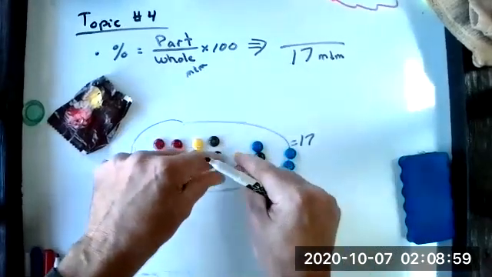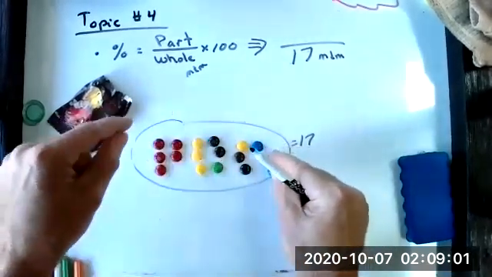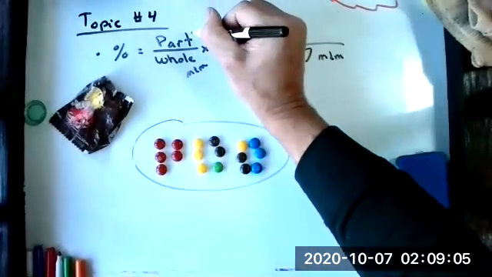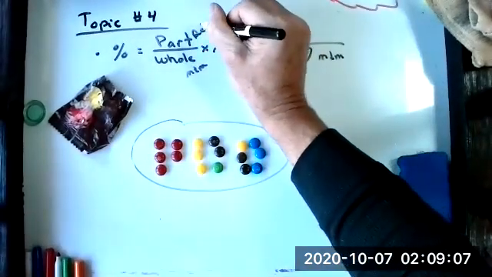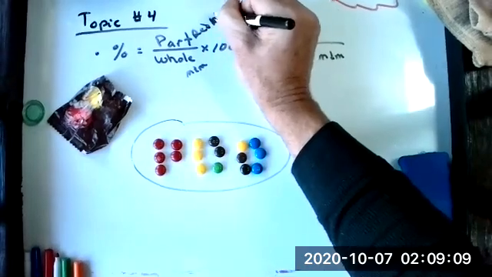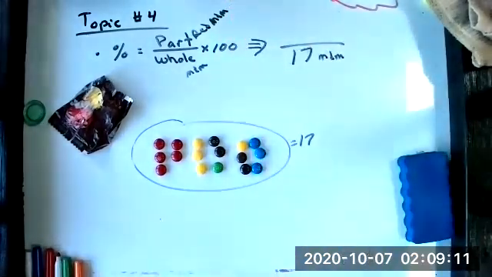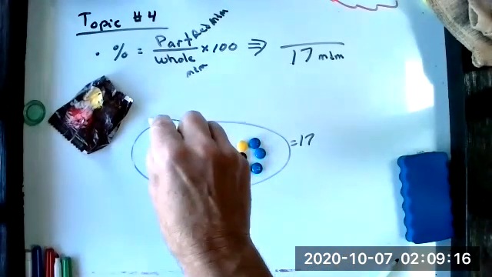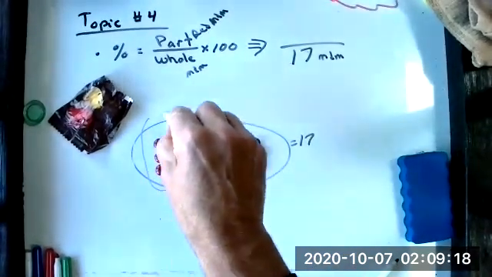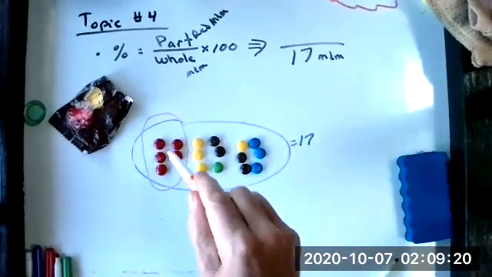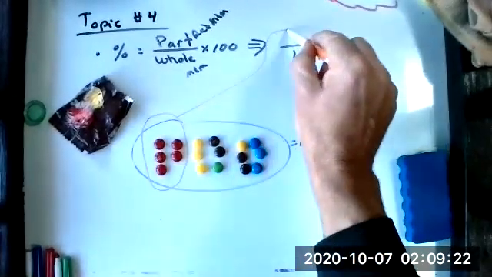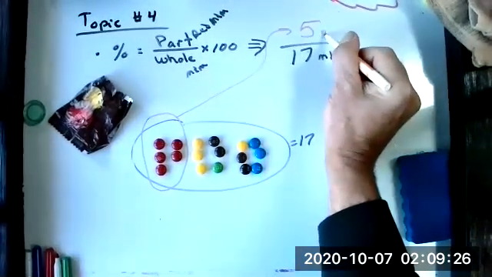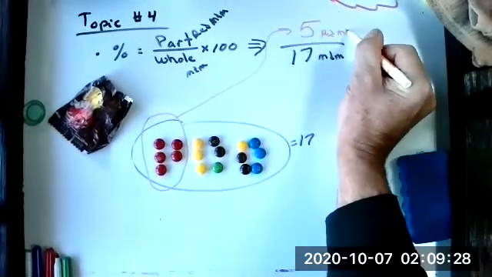I want red. I think I scared my cat when I yelled. I want red. So what I'm doing now is the part that I'm interested in is the red M&Ms. And I'm simply going to count. What is the part in terms of just red M&Ms? Well, there's the part. 3 and 2 make 5 red M&Ms.